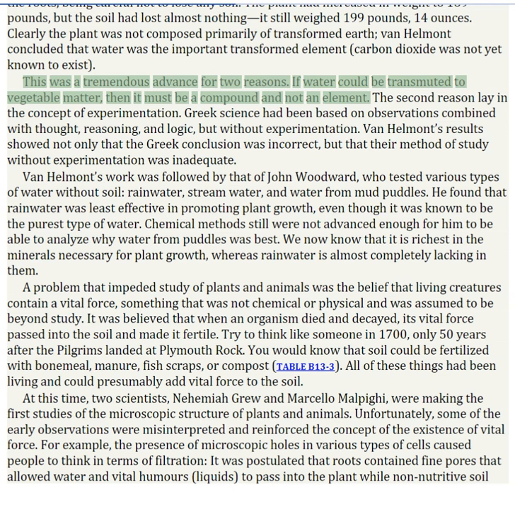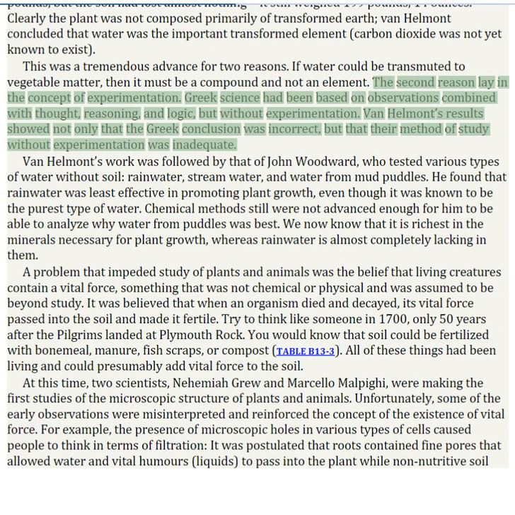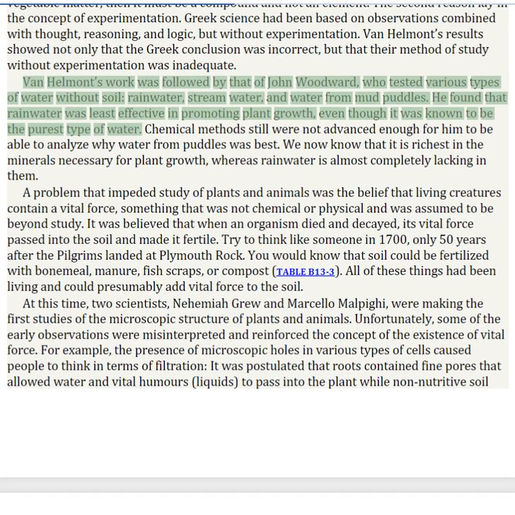If water could be transmuted to vegetable matter, then it must be a compound and not an element. The second reason lay in the concept of experimentation. Greek science had been based on observations combined with thought, reasoning, and logic, but without experimentation. Van Helmont's results showed not only that the Greek conclusion was incorrect, but that their method of study without experimentation was inadequate.